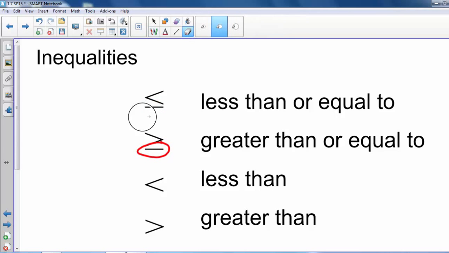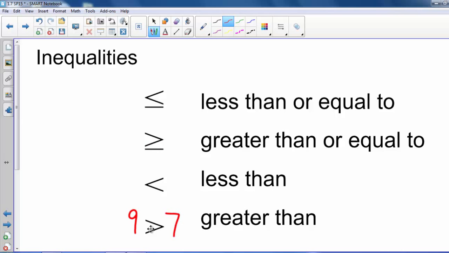And so, for example, 9 is greater than 7. And remember that the bigger opening indicates the bigger quantity. 7 is less than 9. 9 is greater than or equal to 9. And 7 is less than or equal to 7.